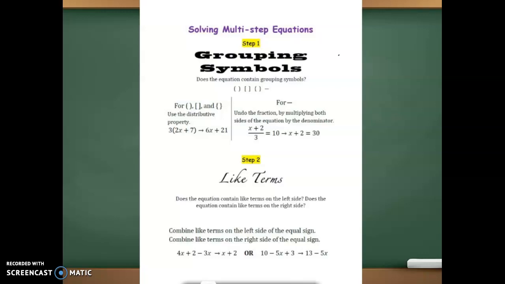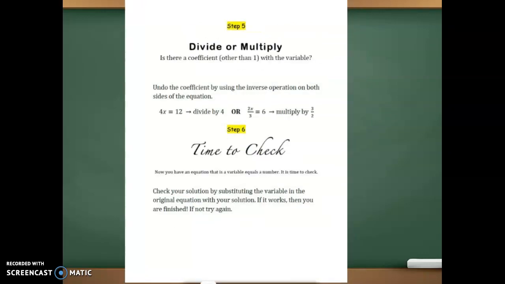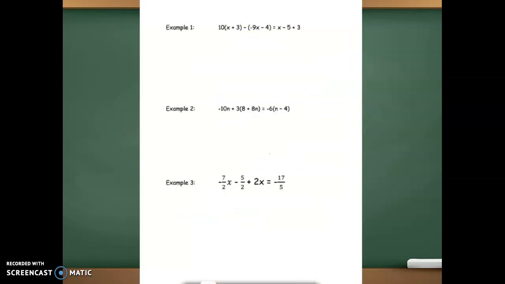All right, I'll just have you read over these on your own. What we're going to do is work out the first couple together. All right, so you can read those over. And now let's go ahead and work on this.